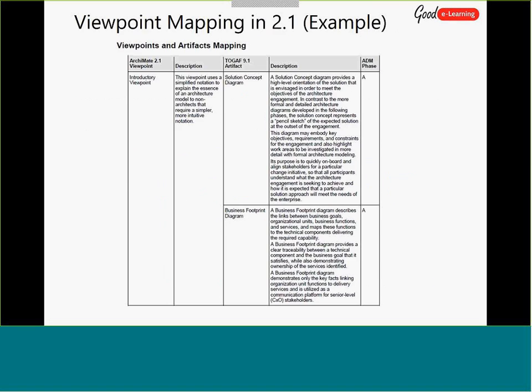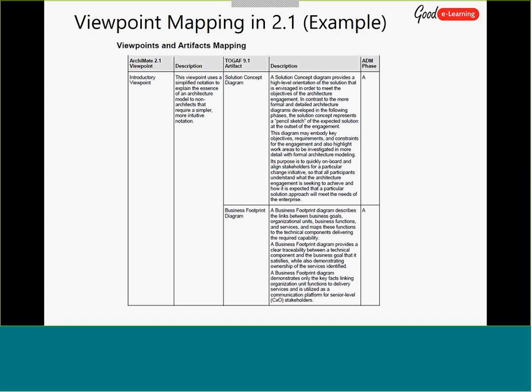Completed in 2.1, again, the key was slightly different. There was no color coding, but actually the ADM phase here, for example, introductory viewpoint in TOGAF 9.1, the artifact was a solution concept diagram. In ArchiMate 2.1, the actual artifact is an introductory viewpoint. So the catalog of viewpoints provided in 3.0 were slightly different to 2.1. There has been some work to update those. It's not fully complete, but a lot of work has been done to update the harmony considerations to provide consistency between the two, specifically for views and viewpoints.